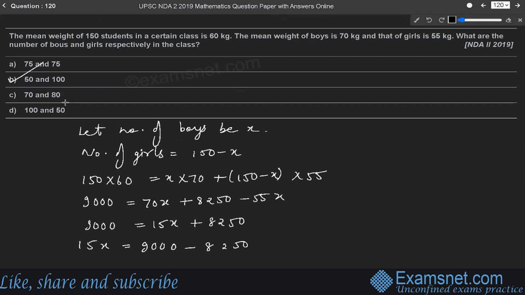Hence the correct option is option number B here. I hope this question is clear to you.